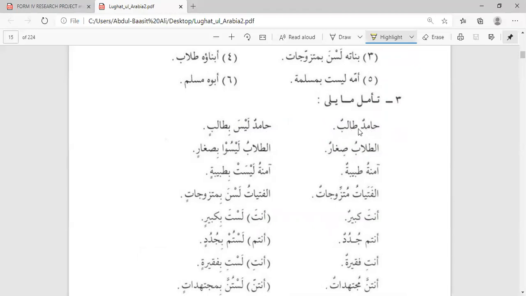Hamidun tulabun. Hamidun laisa bitulabin. So you have Hamidun tulabun. Hamid is a student. Here now, look at how it's applied. Hamid is not a student. Hamid laisa bitulabin. Notice you have to add the ba, and then you also have the tanween kasra, right? So the first statement is positive. The second statement negates the first statement. So laisa is to basically negate a statement you're making, right?